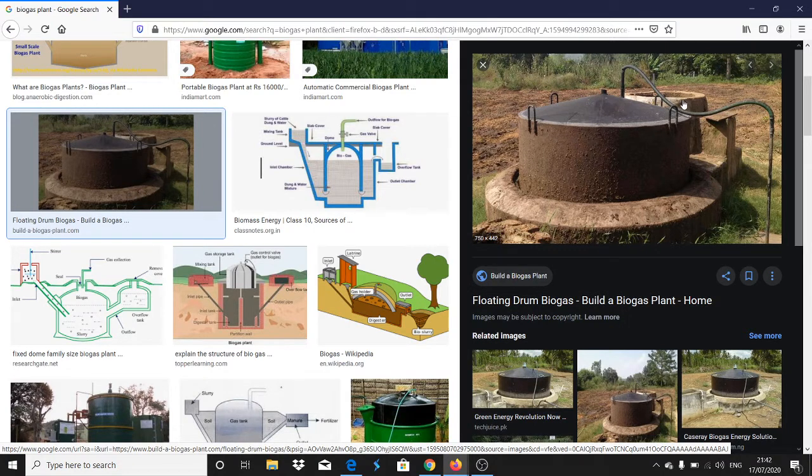Now you can observe this another pit-like structure, from which the input is added. All the waste material is added from this, and there is a pipe which is attached to this digester. Through that pipe all the raw material gets collected inside this digester, and all the gases are collected in this part, which you can call the gas tank.